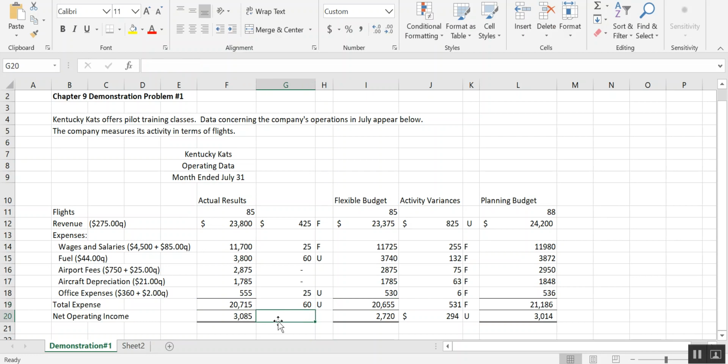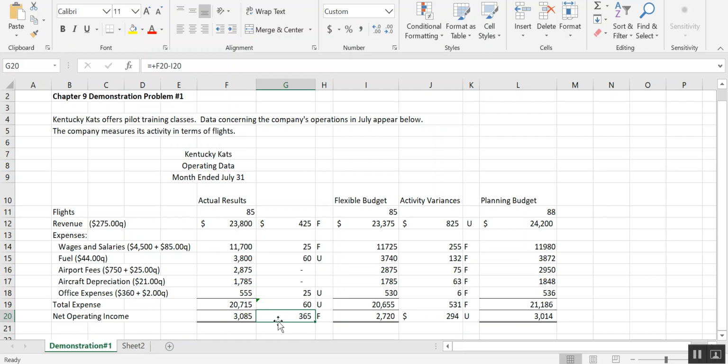in the flexible budget. If we compare the revenue, or net income, with the flexible budget, we get a $365 favorable budget variance because the revenue is actually higher than what we anticipated. So that is the flexible performance budget, and that's how we do that.